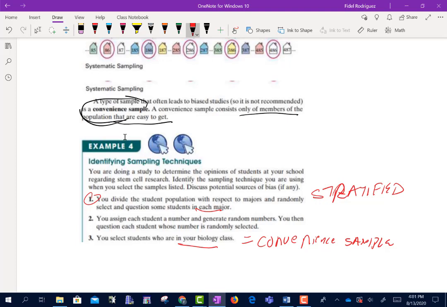Okay, and then you assign each student a number and generate random numbers. You then question each student whose number is randomly selected, okay? Because we're going to get each student, this is going to be clustered, right? Everybody who has the number 3, we're going to ask you this question, right?